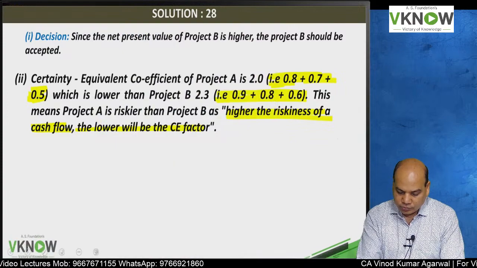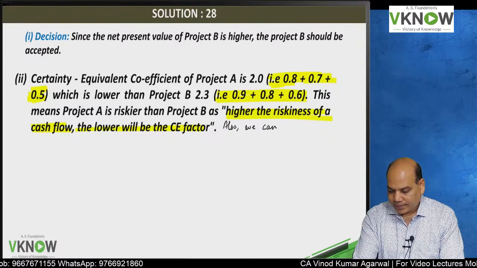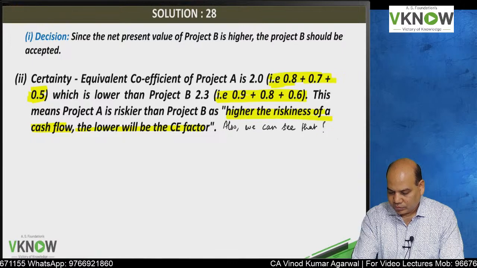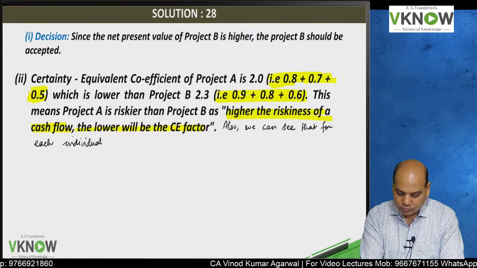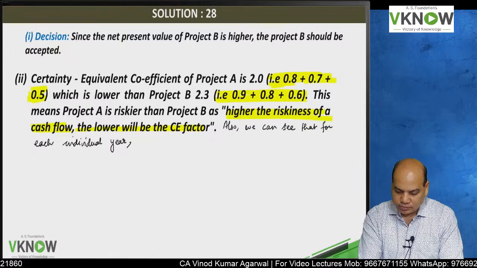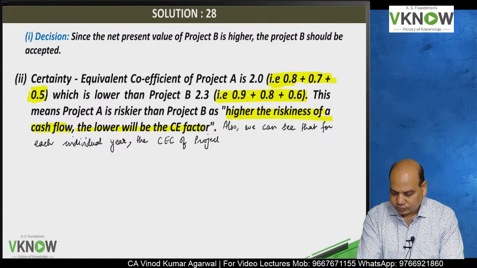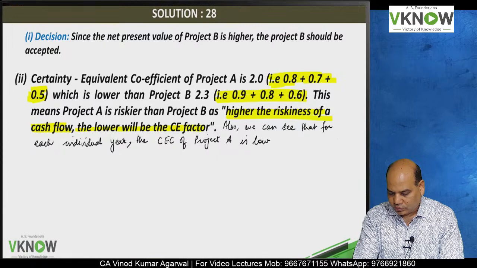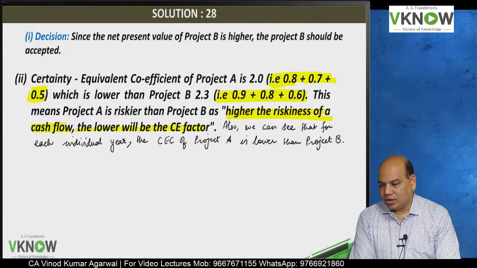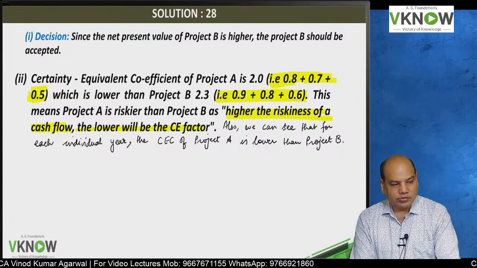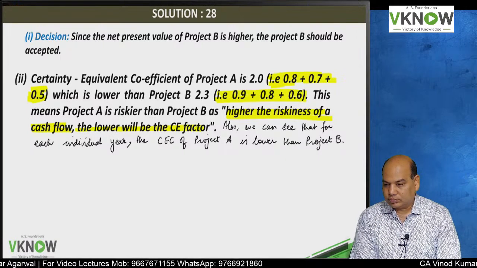One more line, write down. Also, we can see that for each individual year, the CEC of project A is lower than project B. Is that right? So this is my second answer.